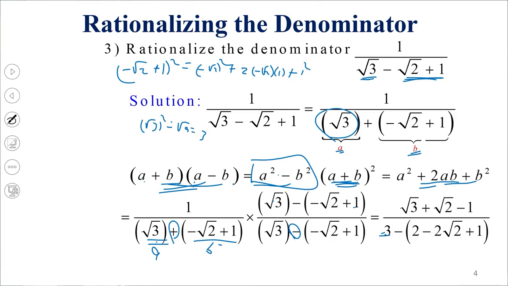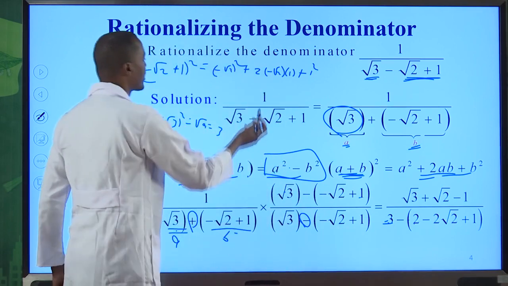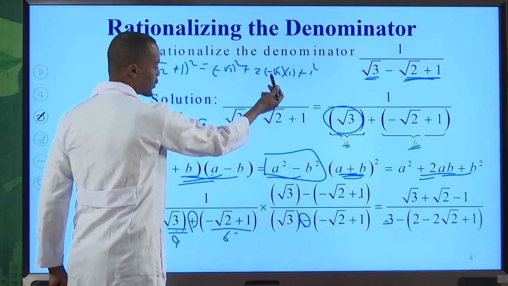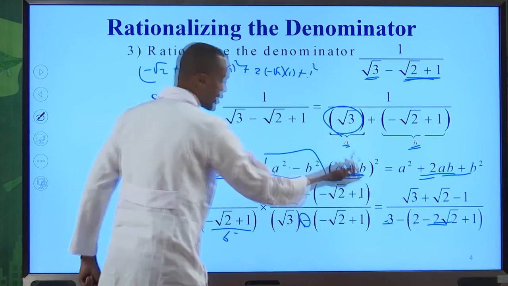So altogether, minus root 2 squared will be equal to 2. 2 times minus root 2 will be minus 2 root 2. And the square of 1 here is 1.